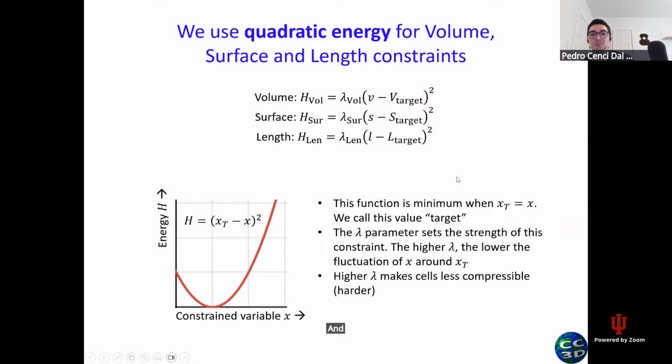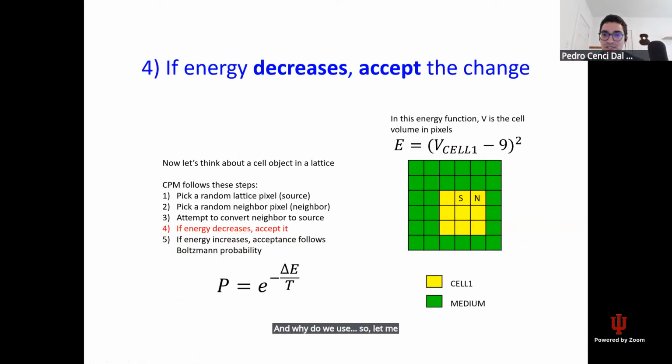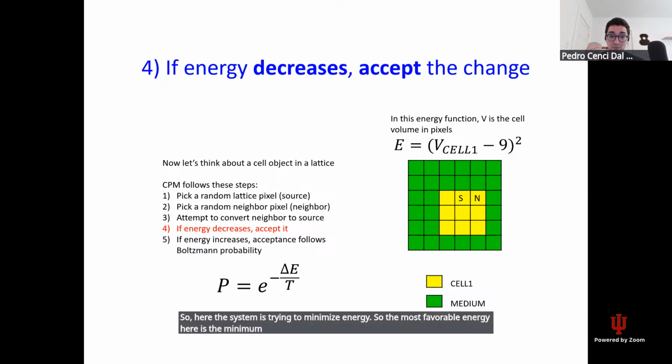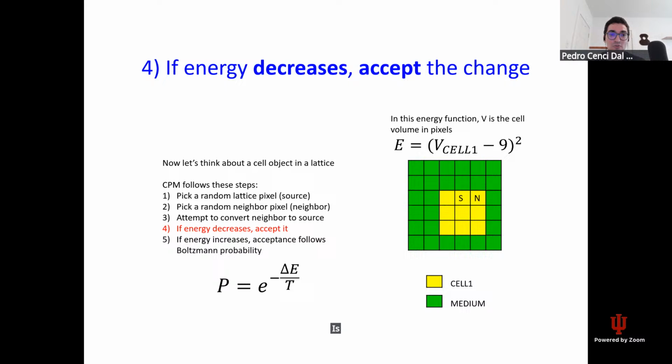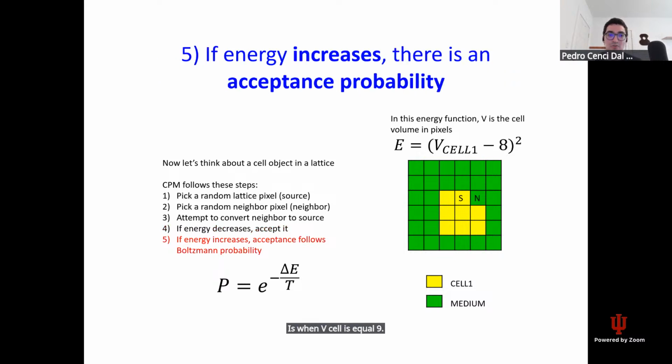Let me come back to this example again. Here the system is trying to minimize energy. So the most favorable energy here is the minimum, and where is the minimum? It is when V cell is equal to 9. In this other case, the most favorable situation is when the volume of the cell is equal to 8. So that's the most favorable situation, when the volume of the cell is equal to this other number in the function, which means that whatever I set, 8 or 9, this is the volume that I want the cell to be at.